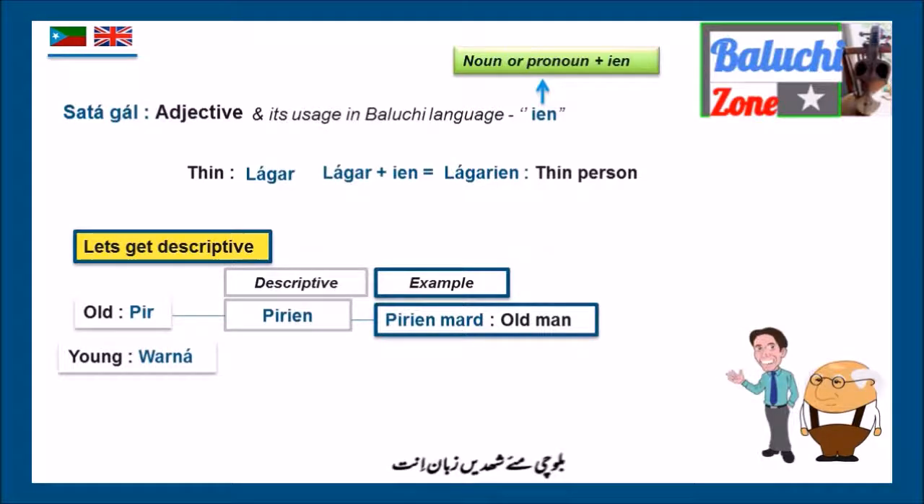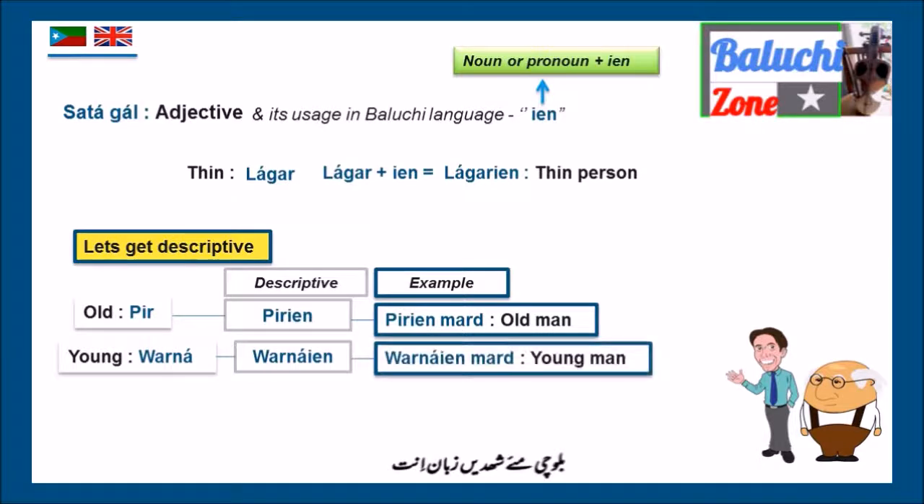Young, warno. The descriptive would be warnoien. Warnoien. Example, warnoien mard. Young man.